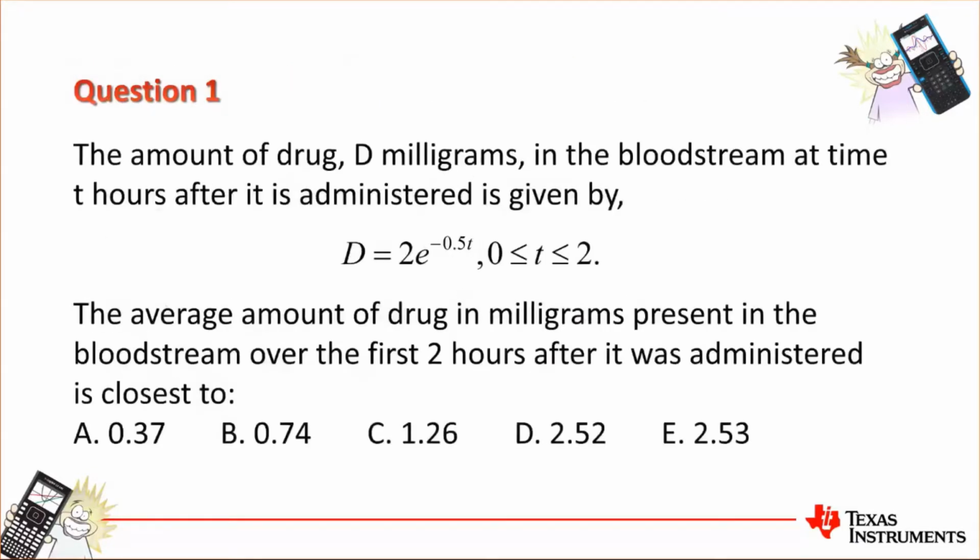Okay, so we've got question 1. You'll notice that we're looking at similar exam-style questions, and from last time we had a very similar question to this. The only thing that's changed is the function. So we've got the amount of drug, d milligrams, in the bloodstream at time t hours after it is administered, given by d equals 2e to the power of minus 0.5t, between 0 and 2. The average amount of drug in milligrams present in the bloodstream over the first 2 hours after it's been administered is closest to one of those values. So what are we going to do to work this out?